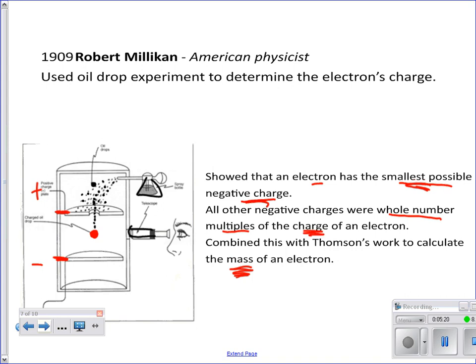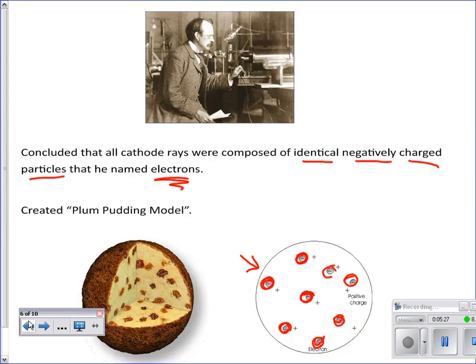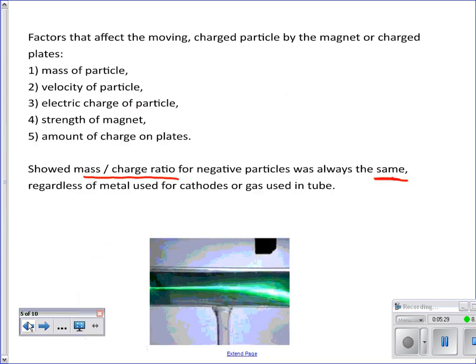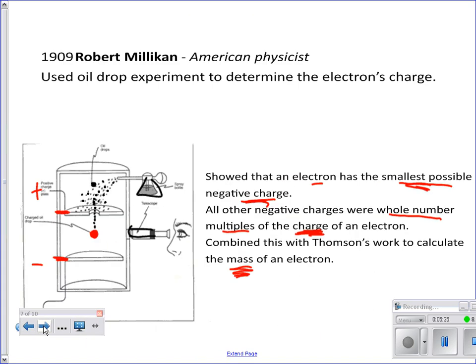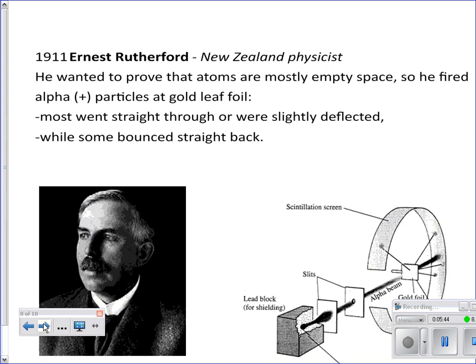When he did that, I kind of skipped ahead. He figured out the charge of an electron. Then he also was able to combine it with Thomson's work, which, remember, Thomson figured out the mass to charge ratio. So if he knows the charge and he knows the mass to charge ratio, he could determine the mass of an electron.